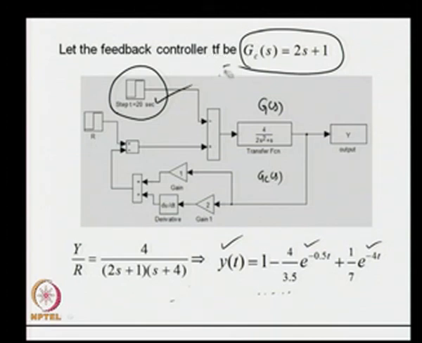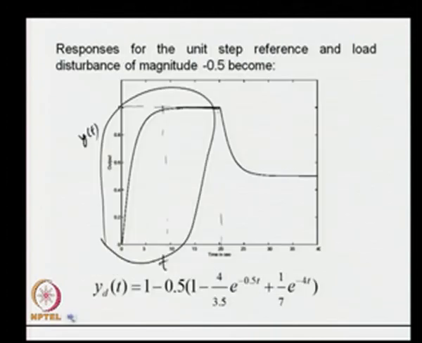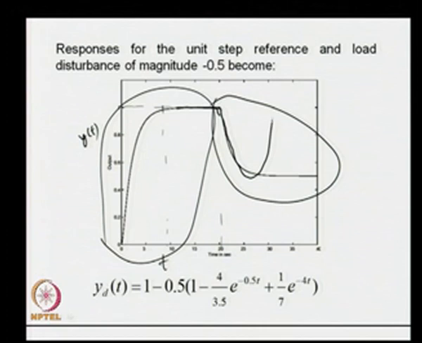So, what do we get? The disturbance response is not satisfactory. How do we decide that the disturbance response is not satisfactory? Since this is the disturbance input, the response should have gone back to the reference line in this fashion. Then only we can say the disturbance has been rejected successfully.